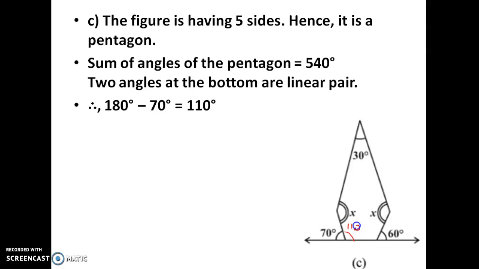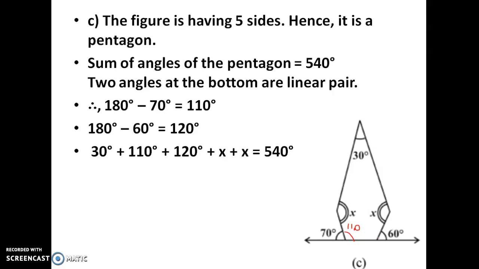Then this angle we want. This is also the same method, also a linear pair. So 180 minus 60 equal to 120. This angle is 120. Now we got 3 angles of this pentagon: 60 degrees, 110, 120 we got. So these two only we don't know.